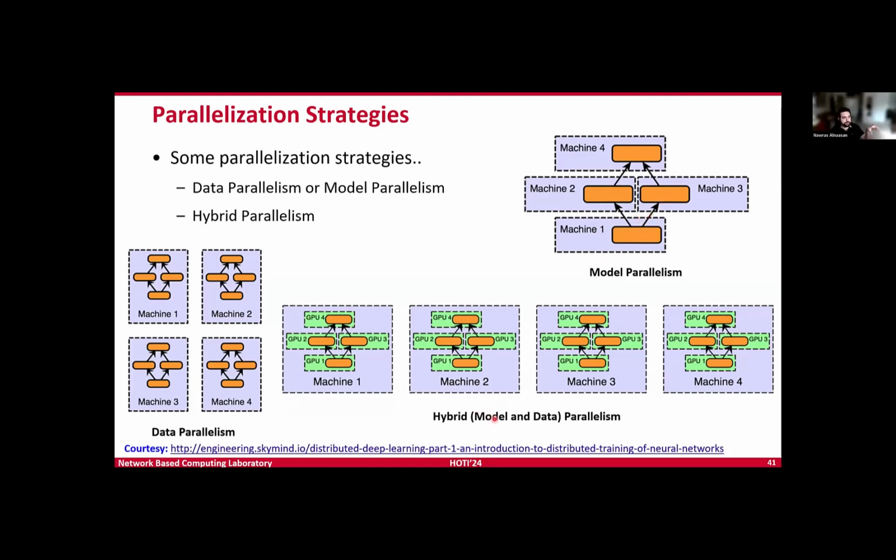That's why we need more advanced hybrid methods, maybe model plus data parallelism, to be able to take advantage of the resources that we have, and at the same time allow training these very large models. For this section, we're going to focus on data parallelism, but later in this tutorial, we're also going to visit more advanced methods.